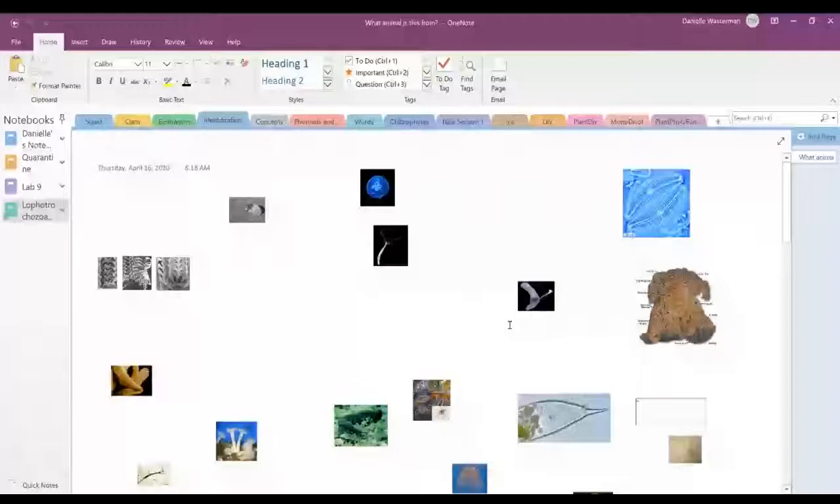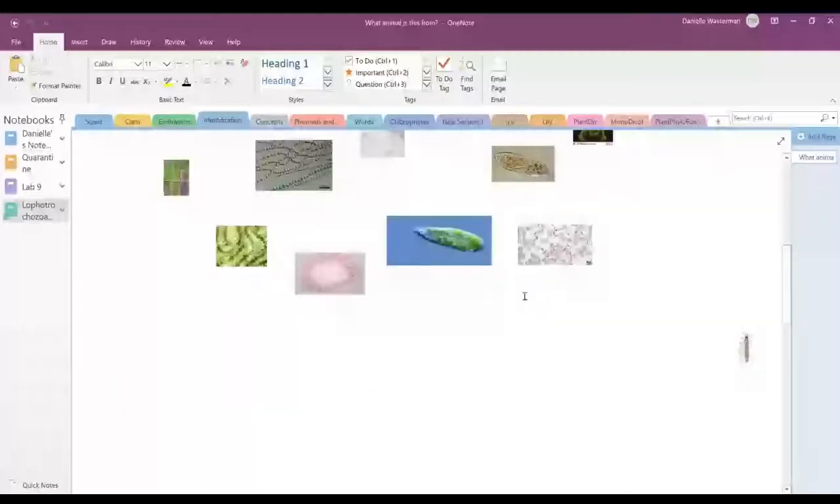So I'm going to share one of my applications. And you're going to see a bunch of little squares, and these are all examples of specimens we've been looking at. So I'm throwing all this at you at once, and there are a number of things that you can do with all of this to study.